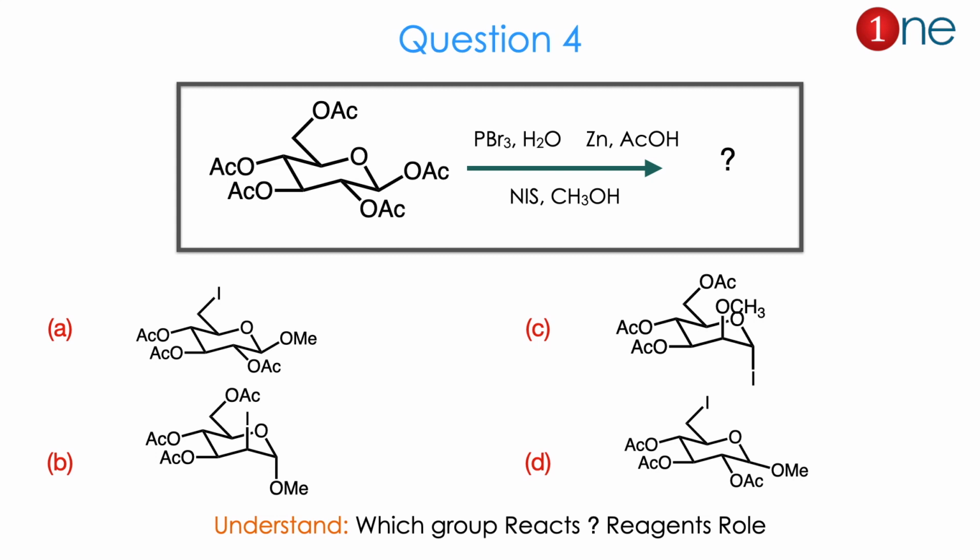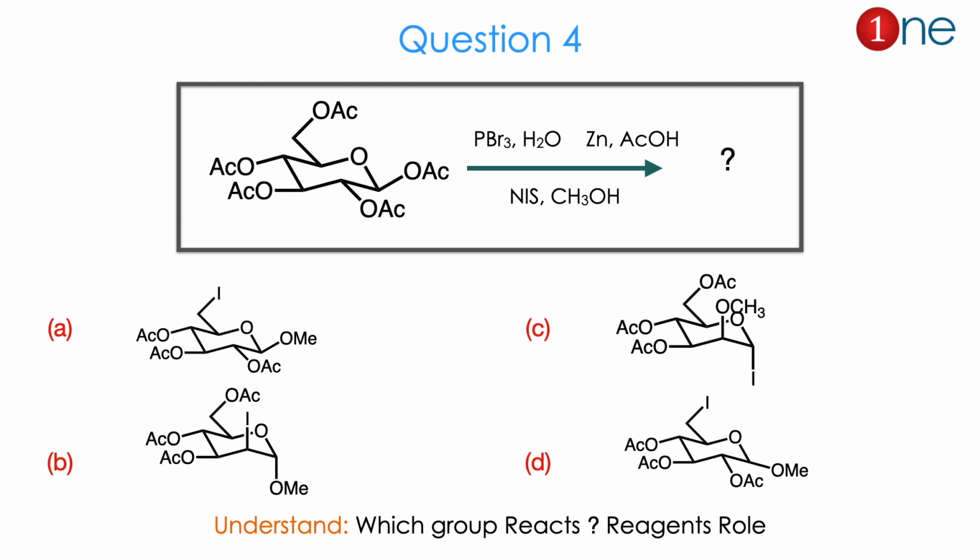Then question number 4. The starting material is a heterocyclic 6-member ring, kind of a glucose system. Then you have acylation in all the hydroxy groups. So you have all groups acylated. You are using BBr3, water and zinc acetic acid, NIS and CH3OH.